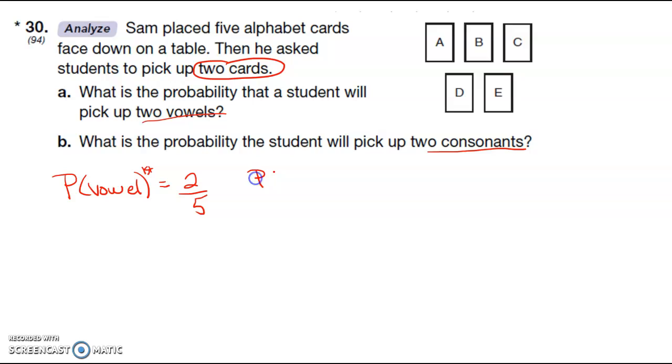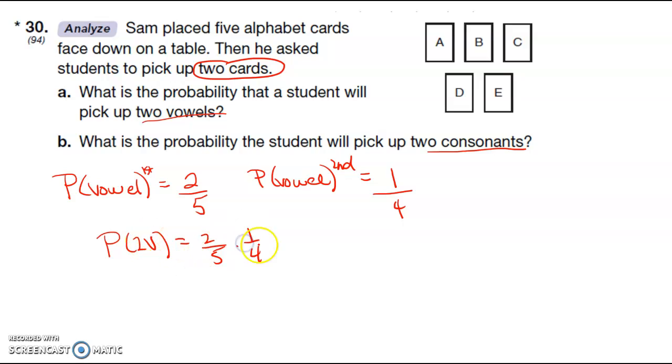And then the probability of a vowel the second time, let's pretend I got a vowel the first time, so I only have 1 left out of 4. So the probability of 2 vowels is going to be 2/5 times 1/4, which is 2 over 20, which is 1/10. So that is A.